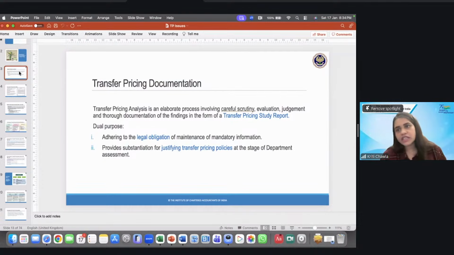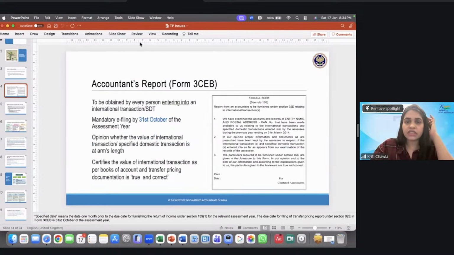Now, when it comes to transfer pricing documentation in India, it is twofold. There is something called Form 3CEB, and then there is something called the transfer pricing study report. Just putting it out here, there is something called the accountant's report that is to be maintained. Accountant's report is also Form 3CEB. And then there is something called the transfer pricing study. Now, this is what the accountant's report really looks like.